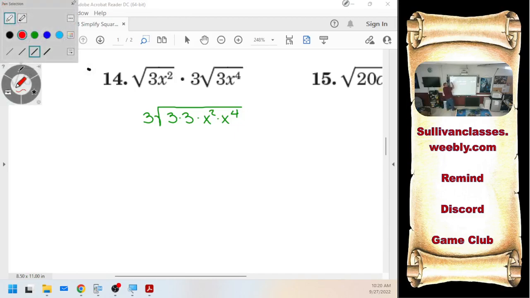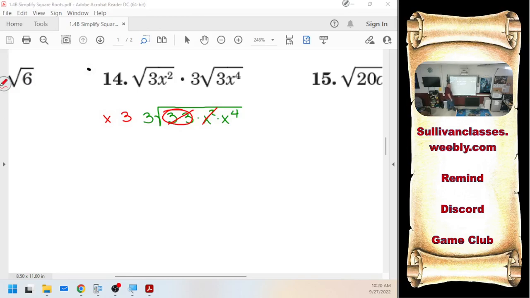See how you got a pair of 3's? 1 gets out of radical jail. What's the square root of x squared? Just x. What's the square root of x to the 4th? X squared. So I'll throw an x squared out there. Everything that's outside of radical jail parties. 3 times 3 is 9. X to the 1st times x to the 2nd. This is why we spent all that time on those exponent rules. X to the 3rd. And there's nobody left in radical jail, so it's done.